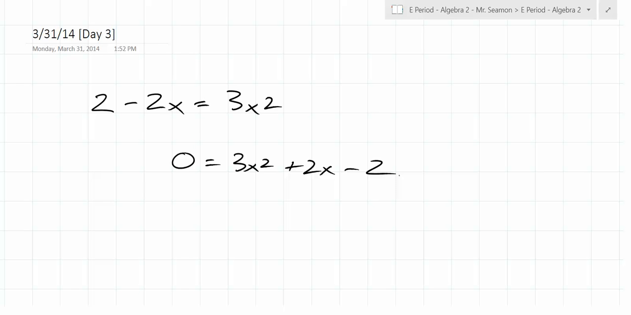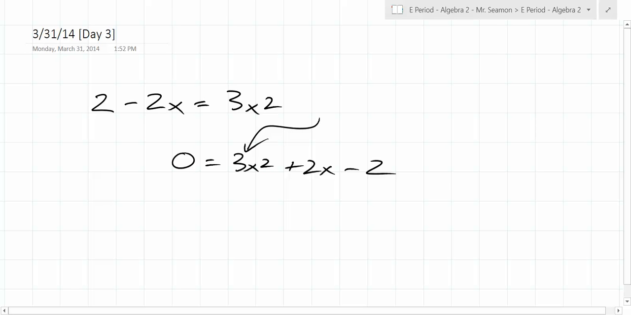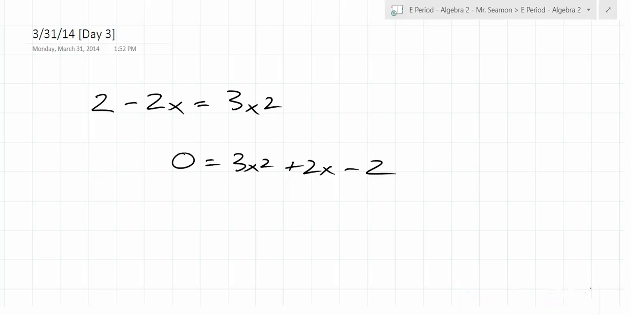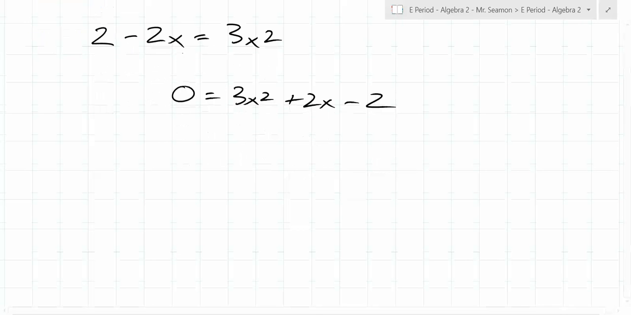In general, it's easier if you can keep that positive. I like having a leading coefficient that's positive. If you don't, you can just multiply everything by negative 1. That right there, you should ask yourself what at this point? I should at least test it.